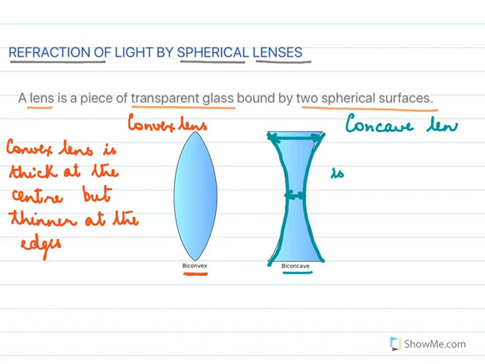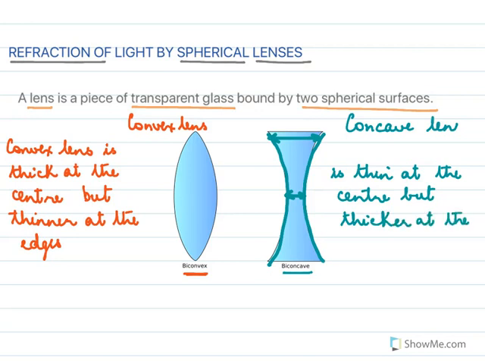Concave lens is thin at the center but thicker at the edges. So in this lesson we will deal with two lenses, convex and concave. There are many more differences that we will also study a little later.